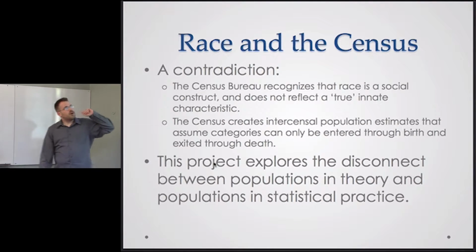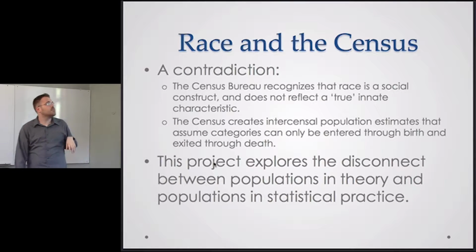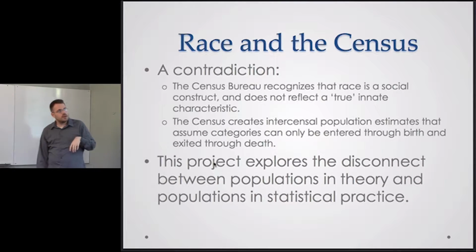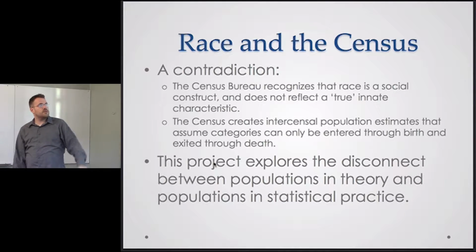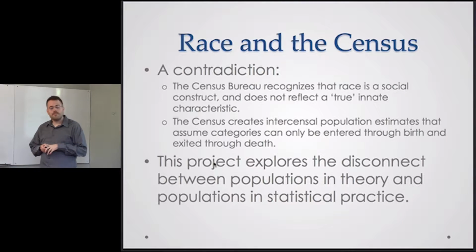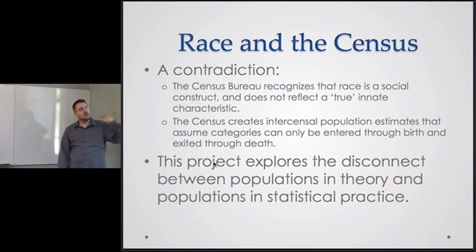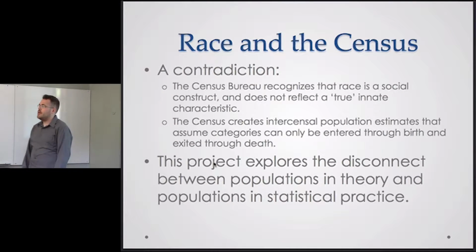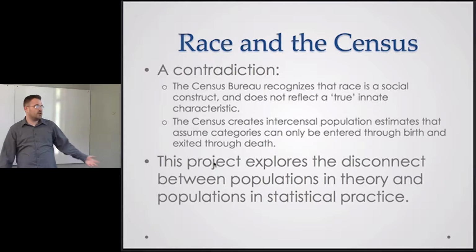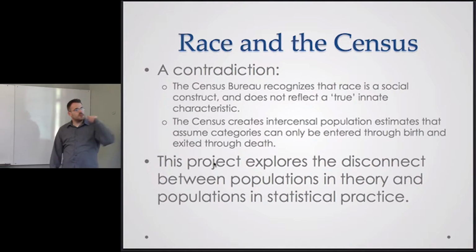So my project really focuses on what I see as a core contradiction. The Census Bureau recognizes that race and ethnicity, and to a lesser extent sex, are social constructs and do not necessarily reflect a true and innate characteristic. But the Census Bureau constructs population estimates that assume that these categories can only be entered through birth and exited through death and distributed by migration. So this project explores the disconnect between the population in theory and the population in statistical practice.